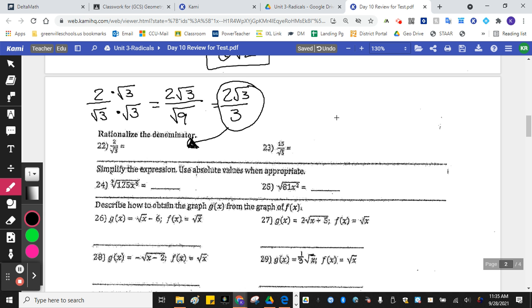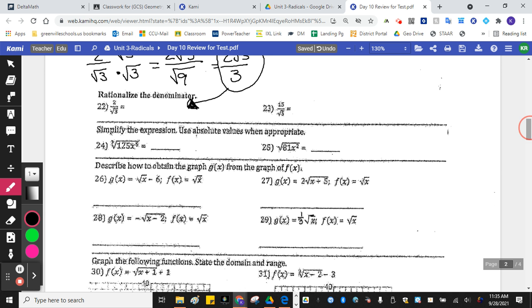Melissa? 24. Wait, I didn't. Can you go up a little bit?